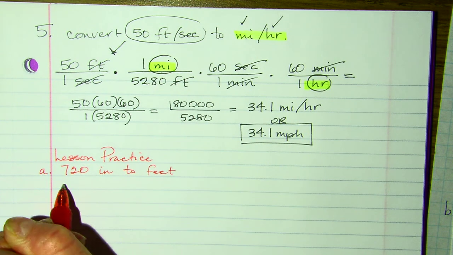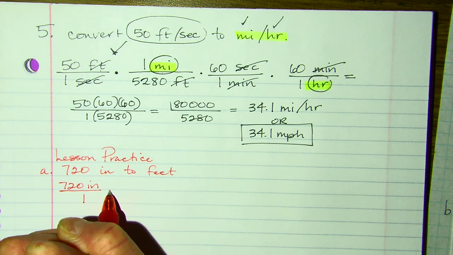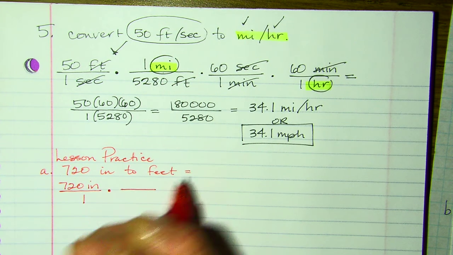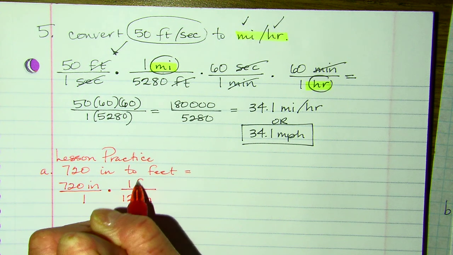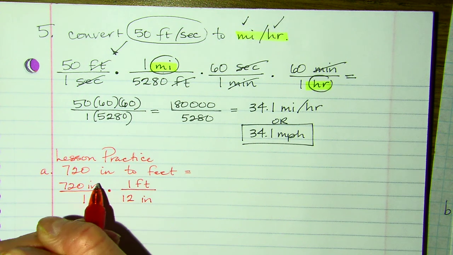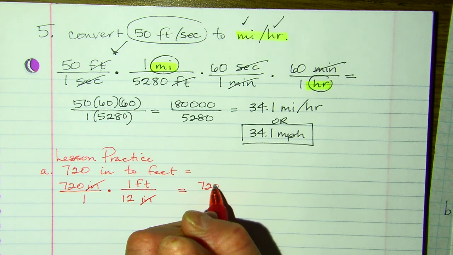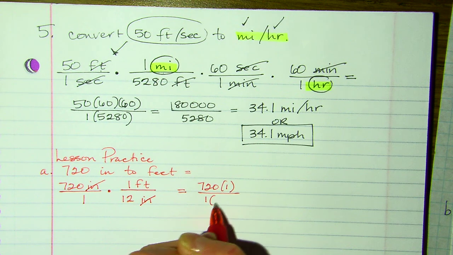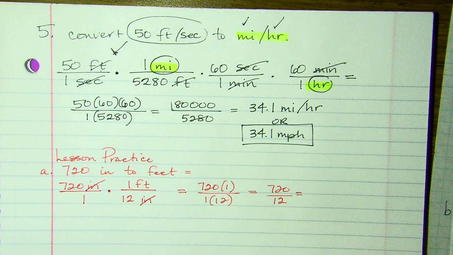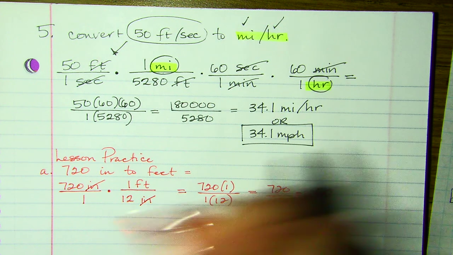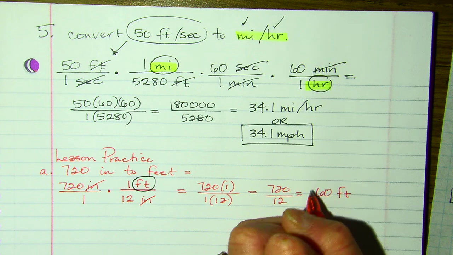So you can use my notes. I have 720 inches, and I'm going to put over 1 times, I have to put inches on the bottom, right? There are 12 inches in 1 foot. And I have to put it on the bottom because inches over inches will cancel. So on the top, I have 720 times 1 over 1 times 12, right? Which is 720 divided by 12, which gives me 60. The only dimension left is feet, so 60 feet.